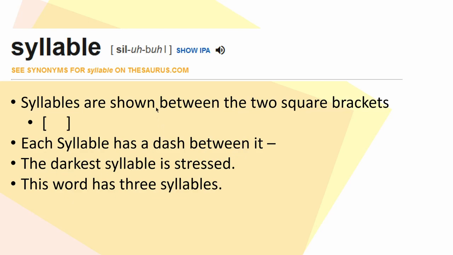And then the darkest syllable is the stressed one. So in this word, syll is where we're putting our emphasis or our stress. And as you can see, this word has 3 syllables.